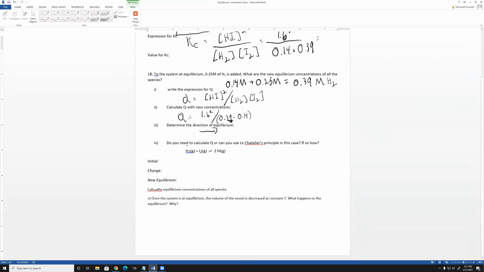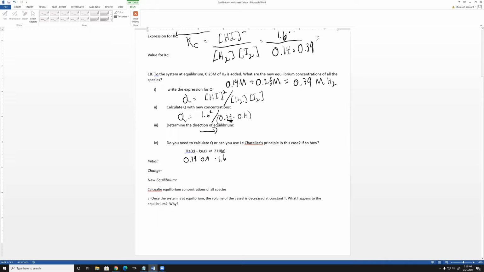Now, knowing the new concentrations, we can calculate the new equilibrium concentrations of all species, as this question is saying. So I'm going to write the ICE chart. Initial for H2, we now have our new value of 0.39. For I2, it is 0.14. For HI, it's 1.6.